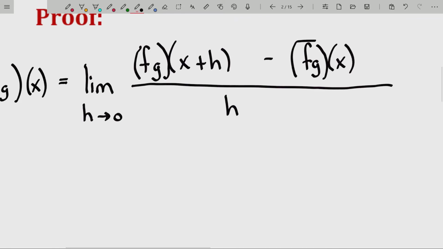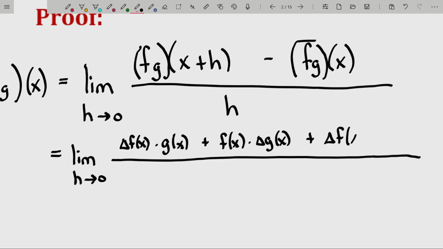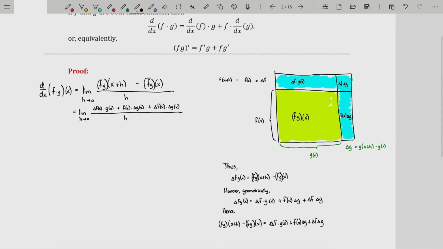Now this is going to be a slight substitution nightmare, not major, but just a minor one. So this is a limit as h goes to 0 of a big old fraction. It was a delta f, technically of x, times g of x, plus f of x times delta g, technically of x, plus delta f of x times delta g, again of x, all over h. I just substituted that in from down below.